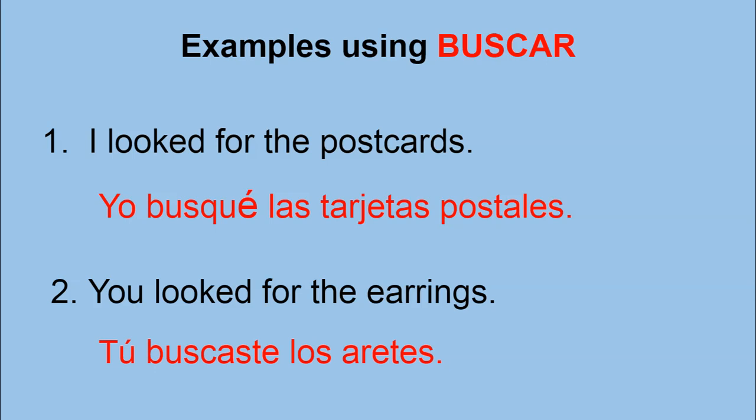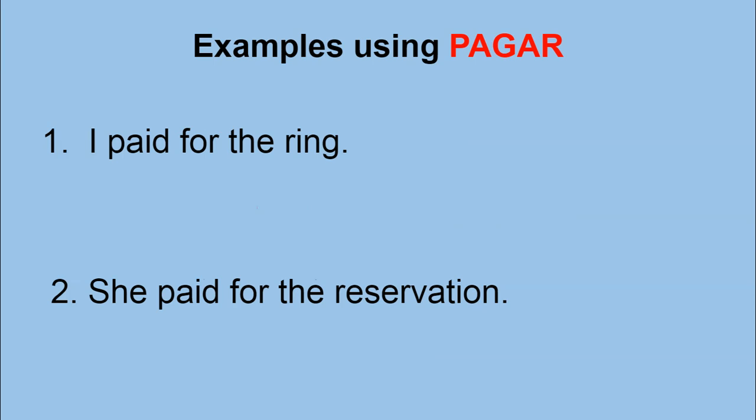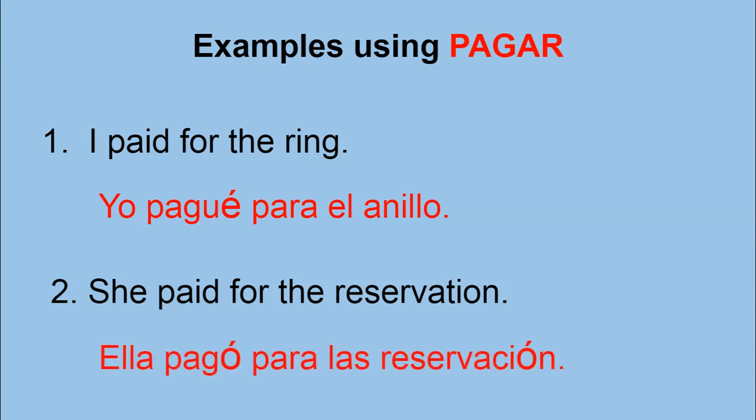All right, let's do some examples with pagar. I paid for the ring. She paid for the reservation. Take a second and you do this one. Okay, before we go over it, remember that word for is para, okay? So I paid for the ring. So yo pagué para el anillo. She paid for the reservation. Ella pagó para las reservaciones. La reservación. Oops, that should be la.